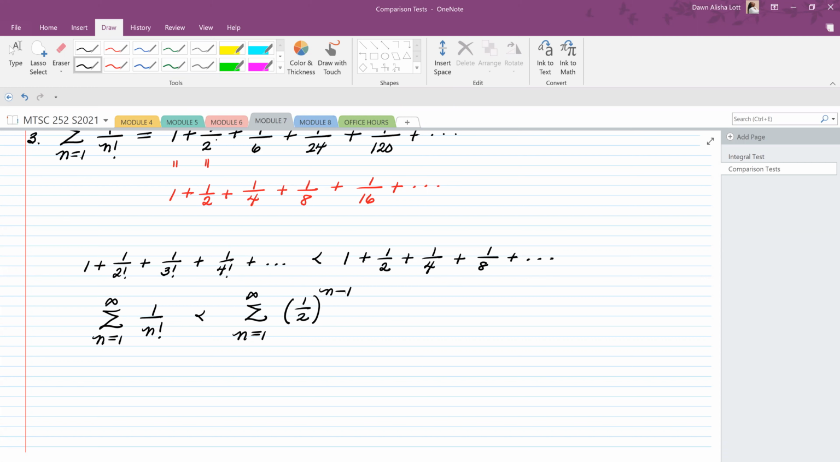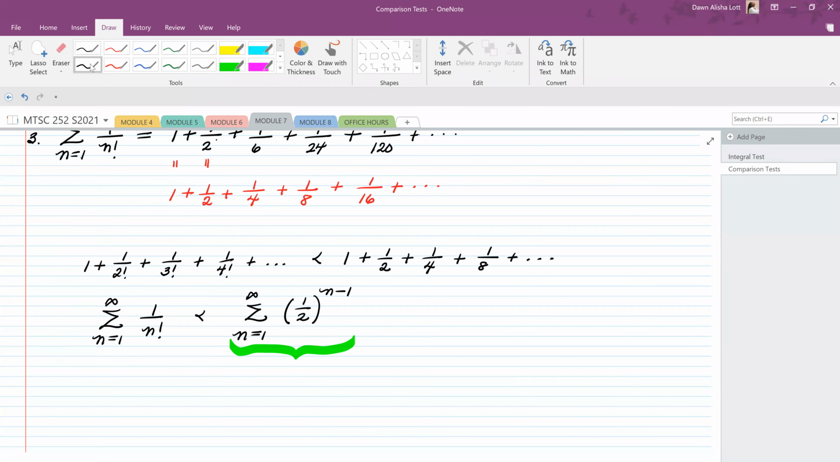Any help here? Anybody there? Does anybody recognize the form of this series? It has a special form.